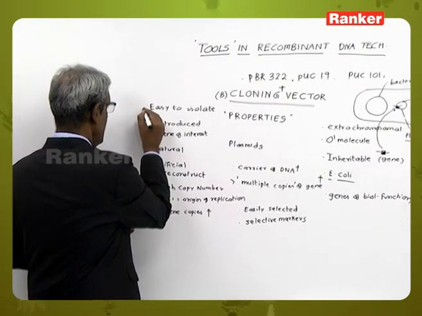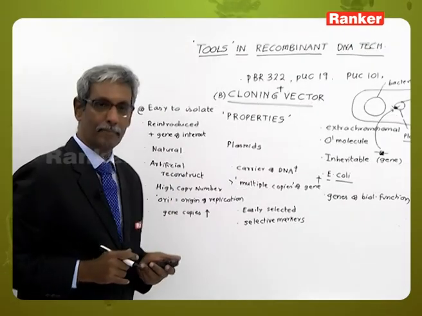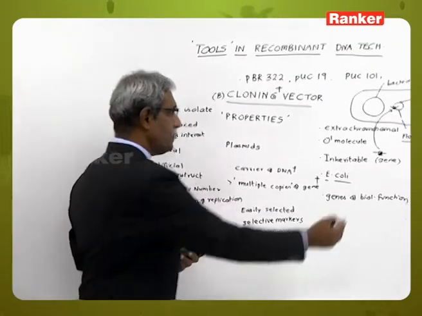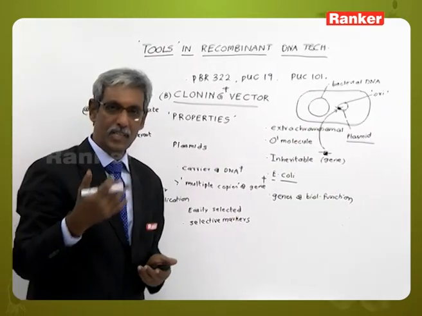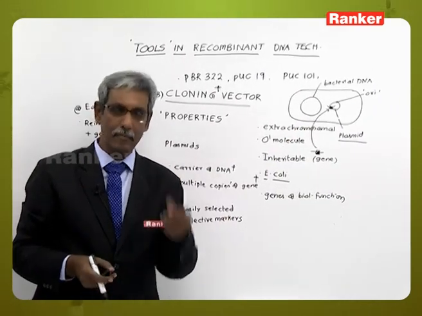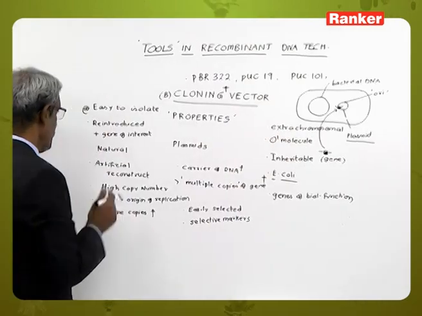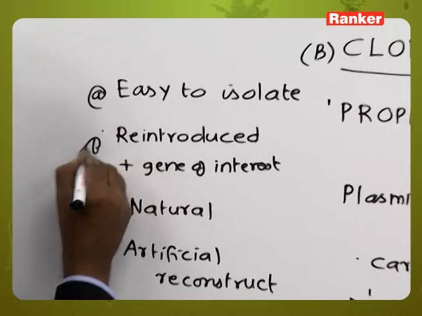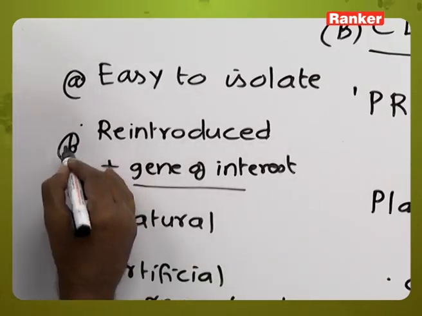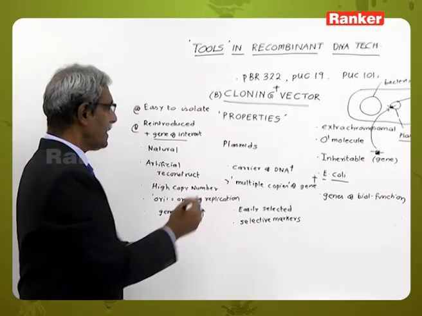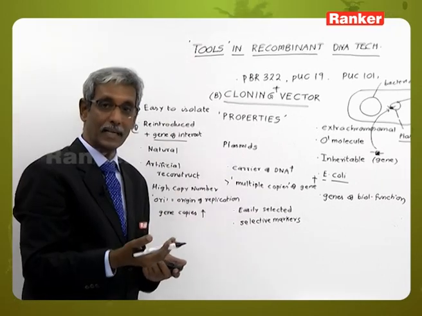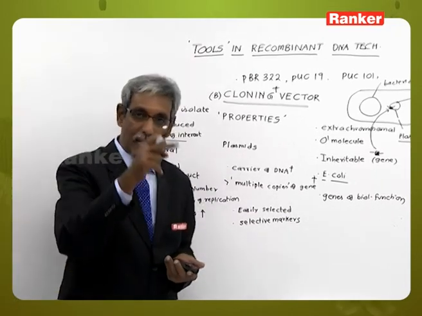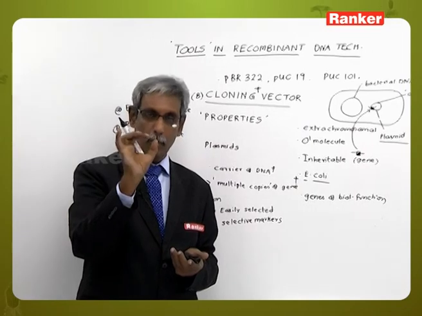First thing is, it should be easy to isolate. The plasmid should be very easy to isolate. If you want to remove a plasmid from a bacteria, it should be easy to isolate. Next, it should carry the gene of interest, and it can also be reintroduced into the bacteria. So, you isolate a smaller circle, the extra chromosomal element.